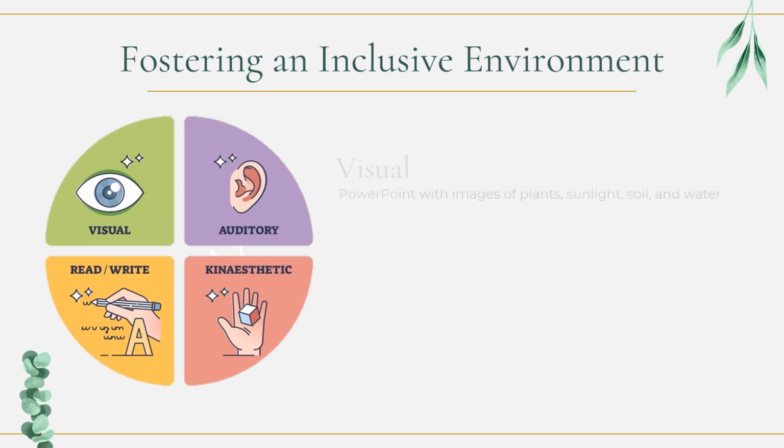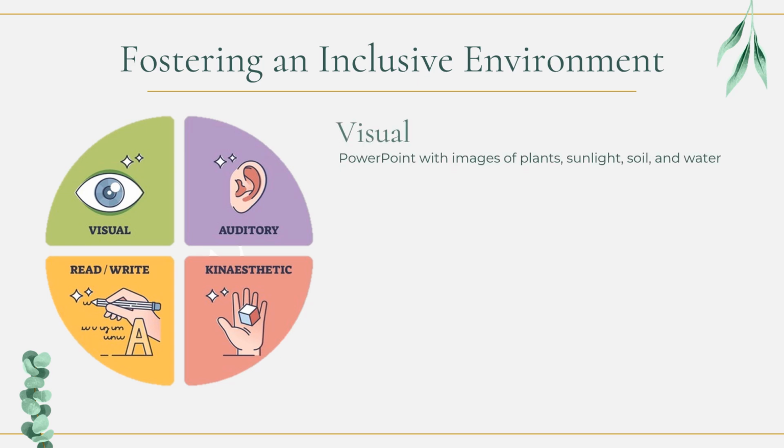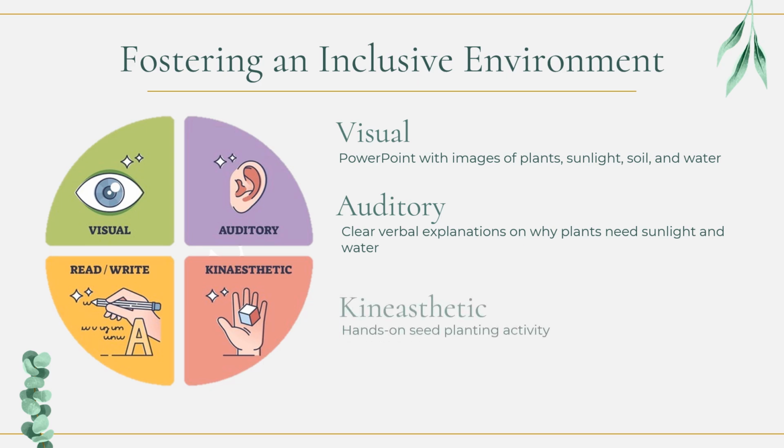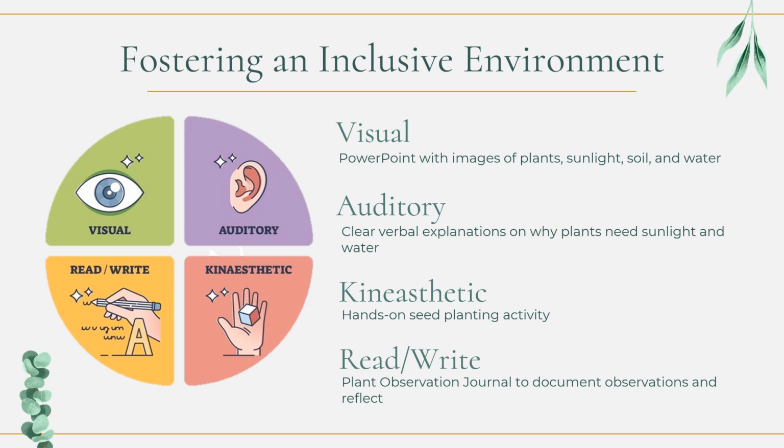For visual learners, I used a PowerPoint presentation with images of plants, sunlight, soil, and water, helping them grasp essential concepts. Auditory learners benefited from my clear verbal explanations on why plants need sunlight and water. Kinesthetic learners were engaged through the hands-on seed planting activity, which enabled them to learn about plant care through physical involvement. Lastly, the Plant Observation Journal allowed learners who learn best through reading and writing to document their observations and reflect on their plant's growth.